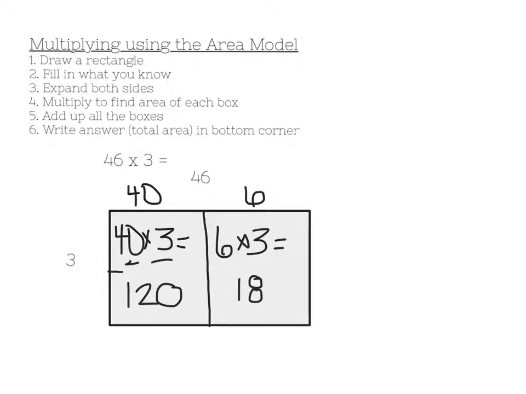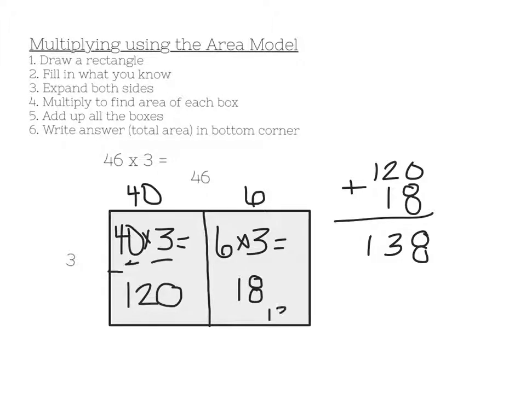My next step is then to add up all the boxes, or all the areas in the boxes. So on the side, I do 120 and 18, and I make sure I line up my digits, and then I add. 8 plus 0 is 8, 2 plus 1 is 3, 1 plus 0 is 1. So my total area is 138, and I'm going to write that in my bottom corner to show that that's my area. So my answer is 138.